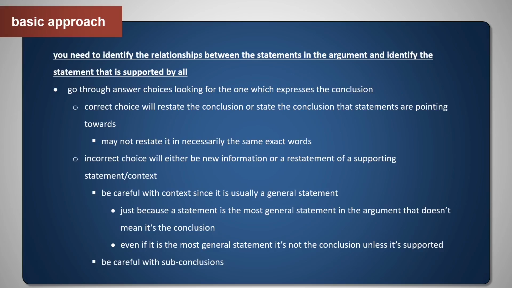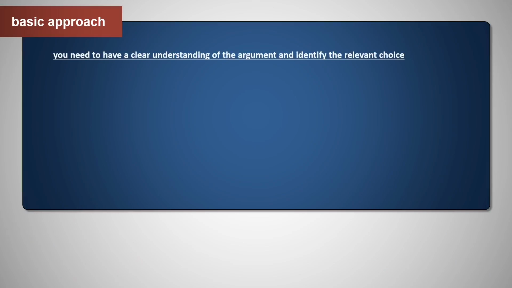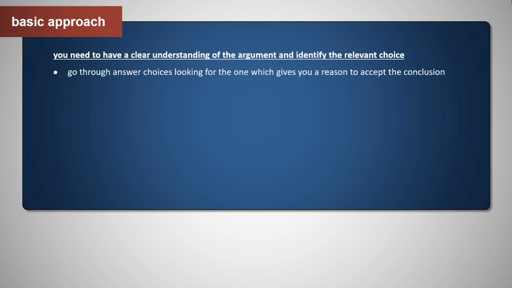And of course, you want to be careful with sub-conclusions. So in addition to all that, you basically need to have a clear understanding of the argument, and you need to be able to identify the relevant choice. So go through the answer choices, looking for the one which gives you a reason to accept the conclusion, and the correct choice will make the conclusion more likely.